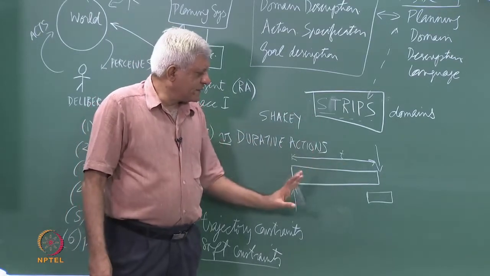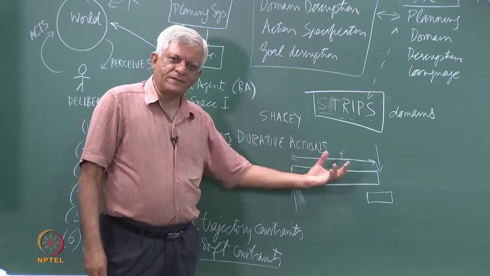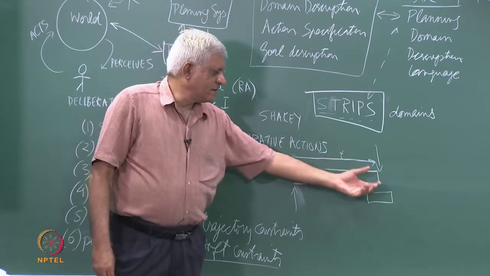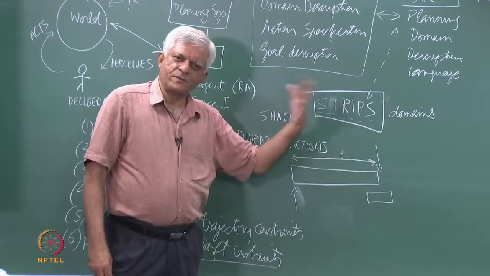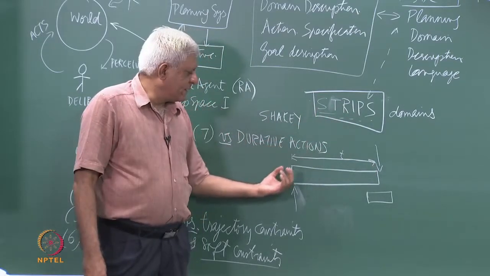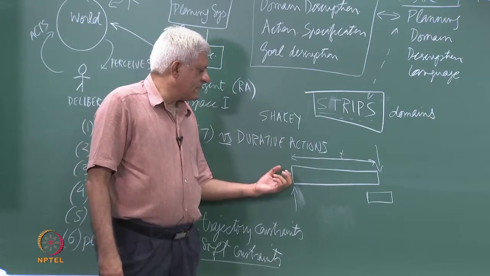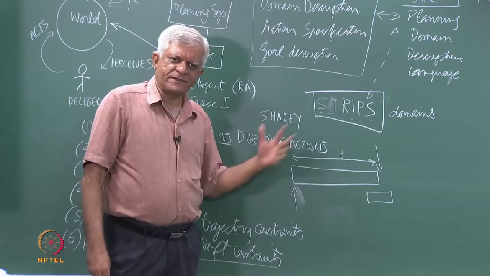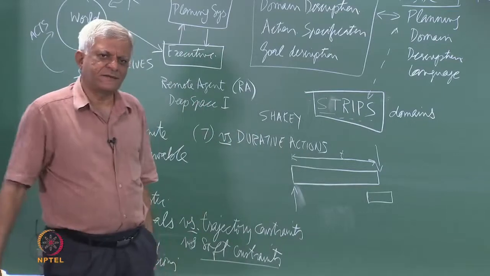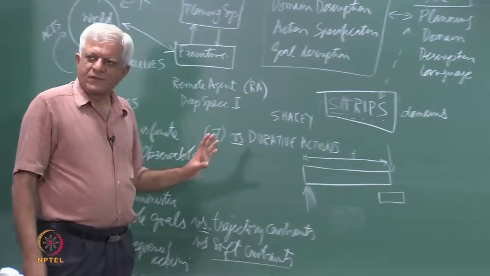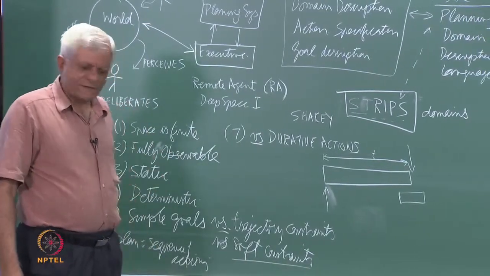Or if you are traveling from place A to place B, then at the end of the action you should be at place B, at the beginning of the action you must be at place A, and in between you must be at neither place. So, these kind of constraints on actions make the complexity of planning more and more difficult essentially.